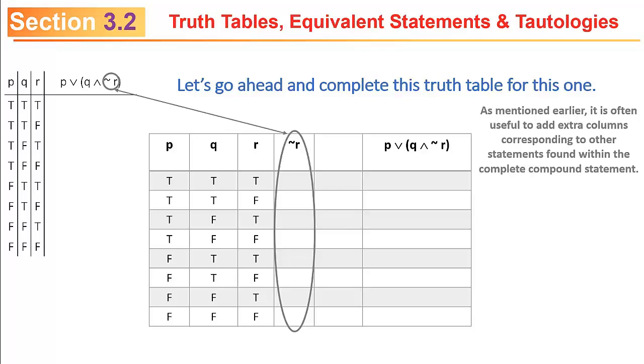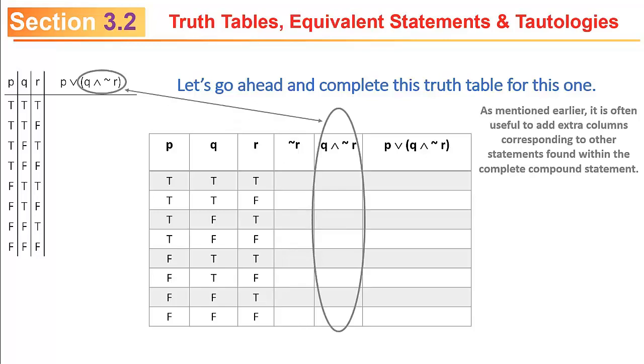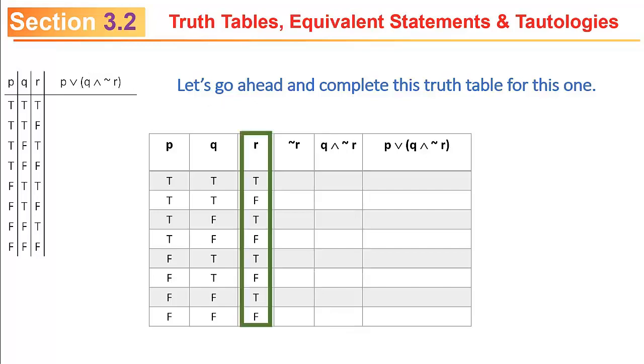Again, my suggestion is to put in the columns for the intermediate steps. If you look back, you notice there's a not R in that bigger compound statement, so I'll actually make a not R column. You'll also notice there's a Q and not R. I'll make a Q and not R column. And of course, the last column is going to have the statement you're trying to get the truth values for.